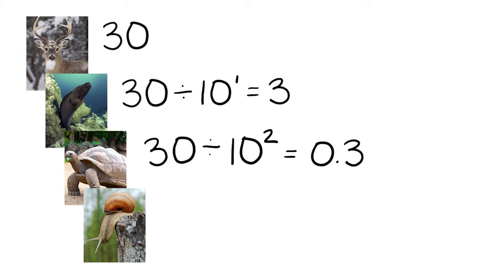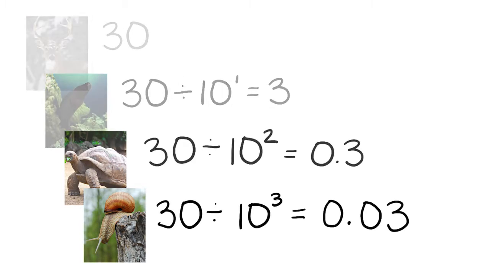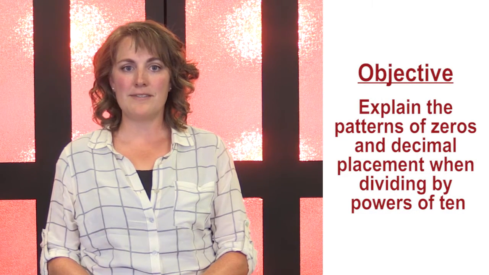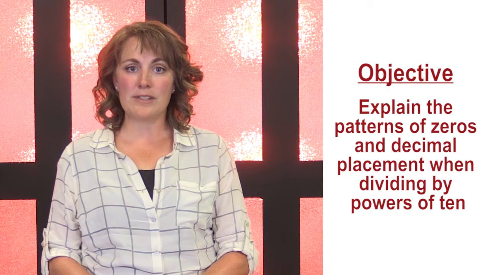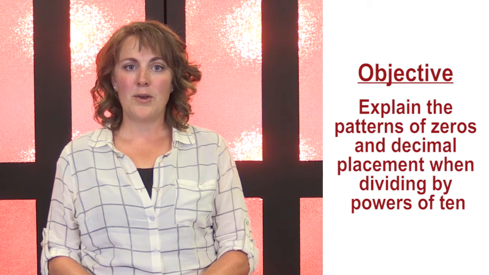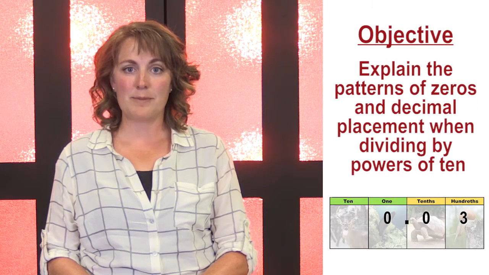Finally, to get the speed of the snail, we divided by 10 three times. For our equation, we will write 30 divided by 10, the base, with an exponent of 3, showing we divided by 10 three times. Notice in each that the exponents correlate with how many places the digits move to the right. Our objective for this lesson was to explain the patterns of zeros and decimal placement when dividing by powers of 10 and use exponents to denote powers of 10. We met this objective by using a place value chart to look for patterns as we divided numbers by powers of 10.